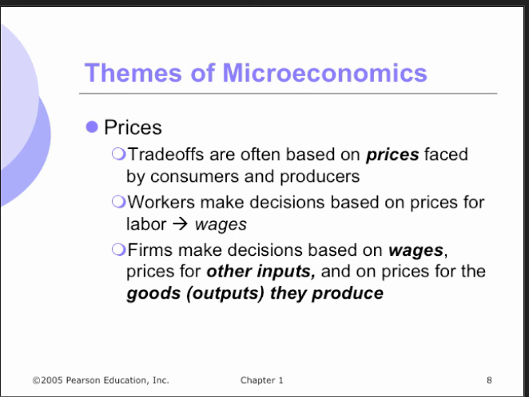Workers also must make decisions based upon the prices that they face for labor, which we call wages. Firms make decisions based upon the wages that they have to pay to workers, the prices that they have to pay for other inputs, and on the prices of the goods, which we'll call outputs, that they produce.